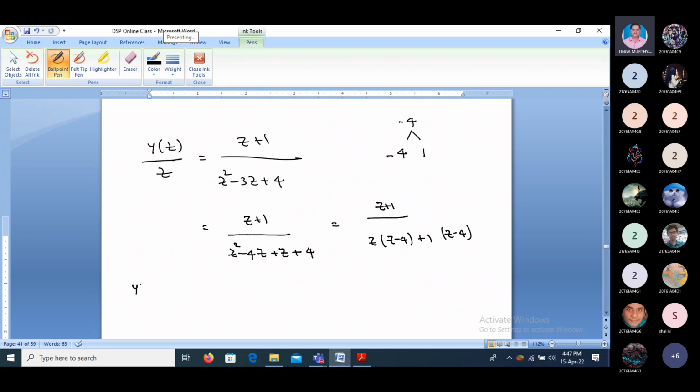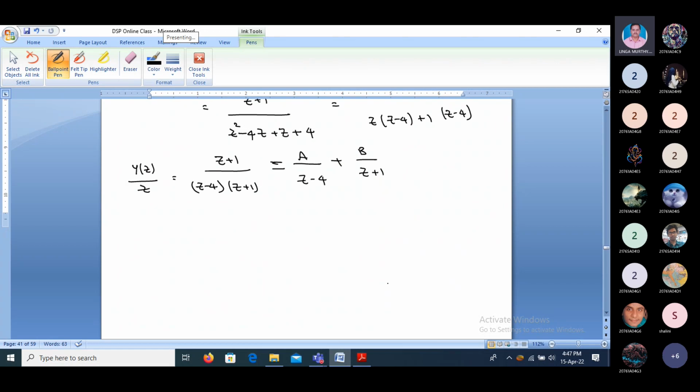So finally Y of z by z is equal to z plus 1 divided by z minus 4 into z plus 1, which is equal to A by z minus 4 plus B by z plus 1. Then find the A and B values. So nothing but a forced response. In the examination they ask to just write the response. So A is equal to z minus 4 into z plus 1 divided by z minus 4 into z plus 1.